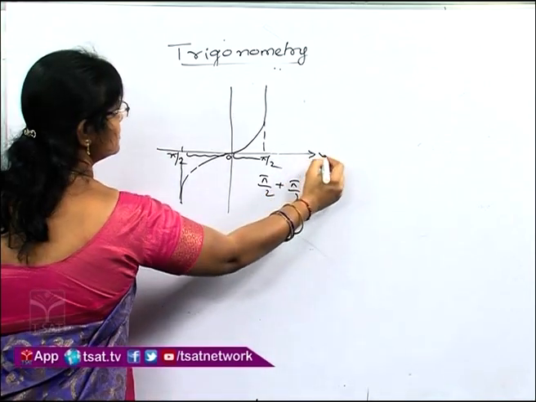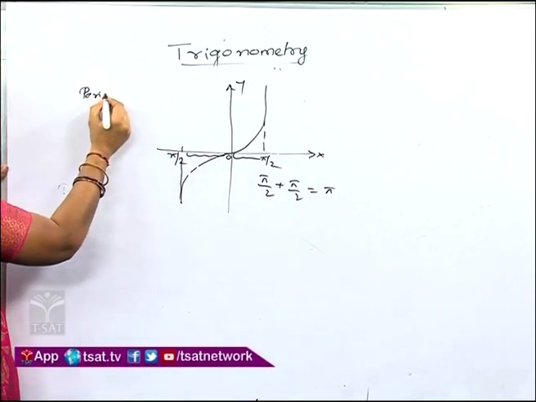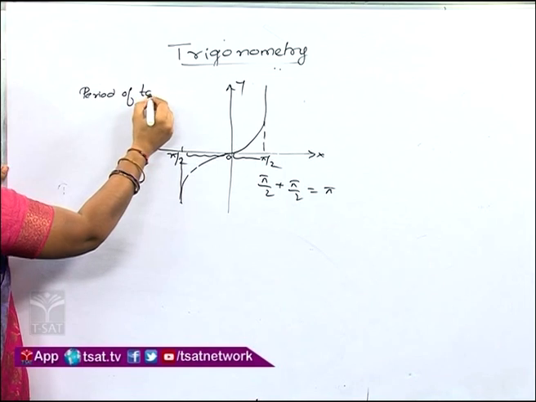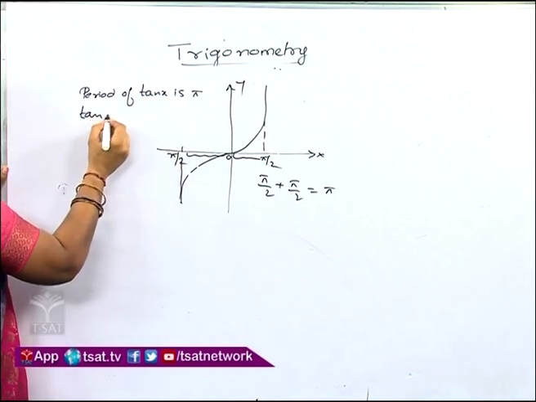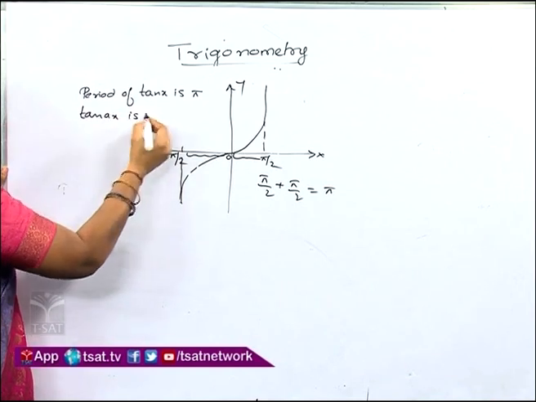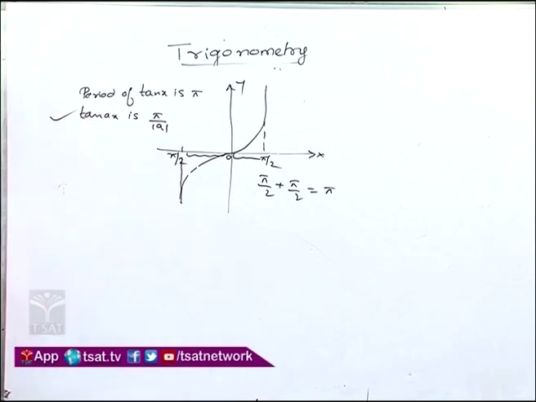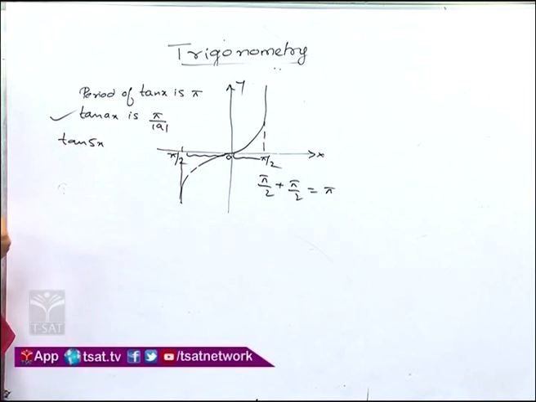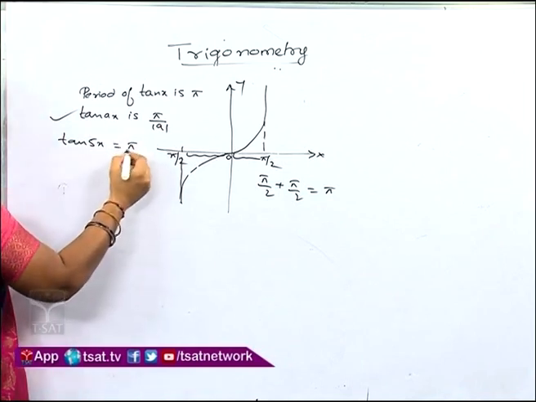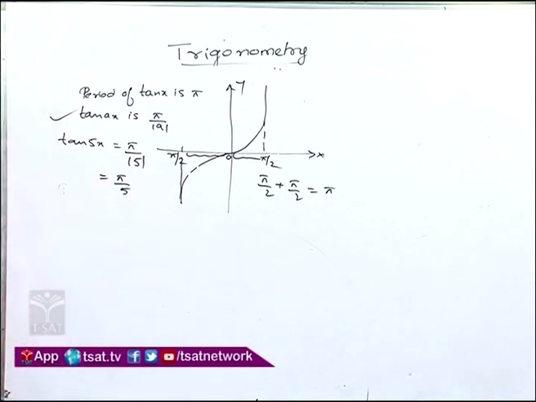Okay, children. The x axis and y axis, we know already. Therefore, the period of tan x is pi. For tan ax it is pi by mod a. So, these are the formulas for tan. If they ask tan 5x, what is the period? Then how are you going to write? Pi by mod 5, which is nothing but pi by 5. Okay, children. In this way, we will find the periods.